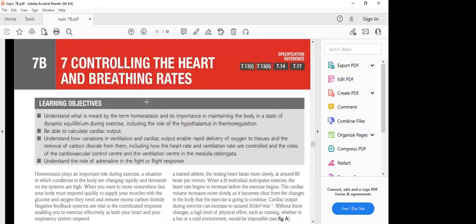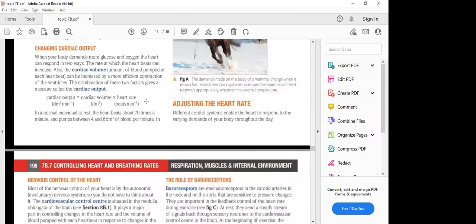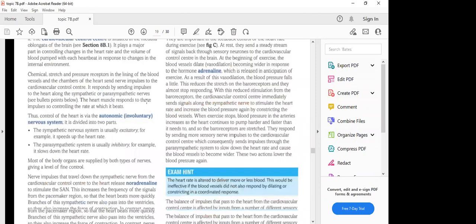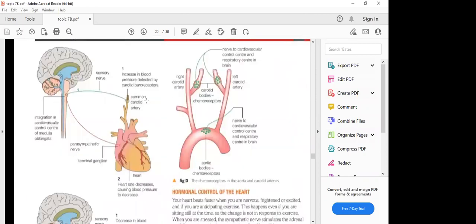Checkpoints: controlling the heart and breathing rate. Sympathetic and parasympathetic nervous system. Look at how the heart and breathing are controlled. They are controlled by the brain part. We have discussed the brain part. I have told you in the nervous system that the pons controls the respiration and the medulla oblongata controls the heart rate.